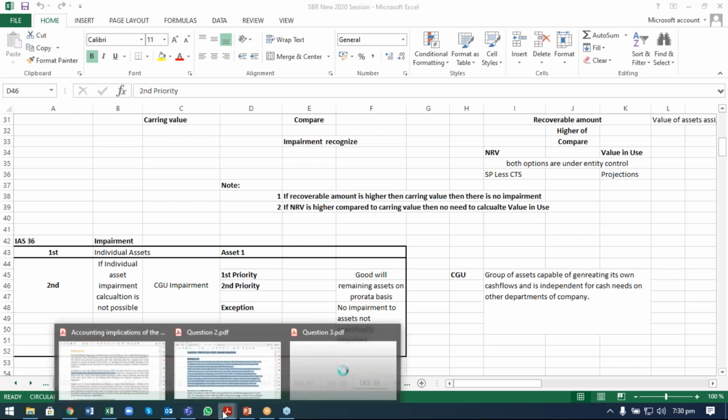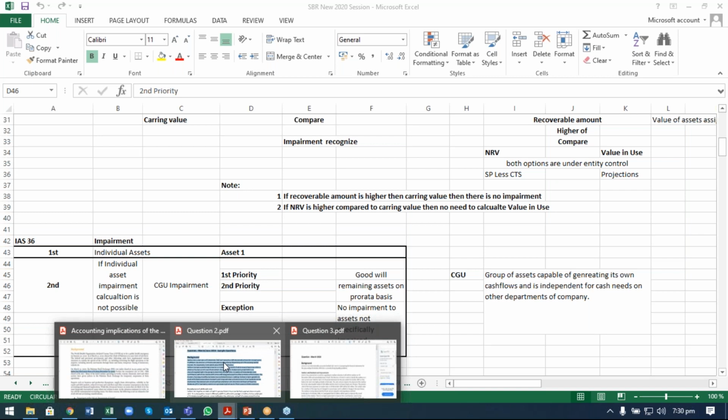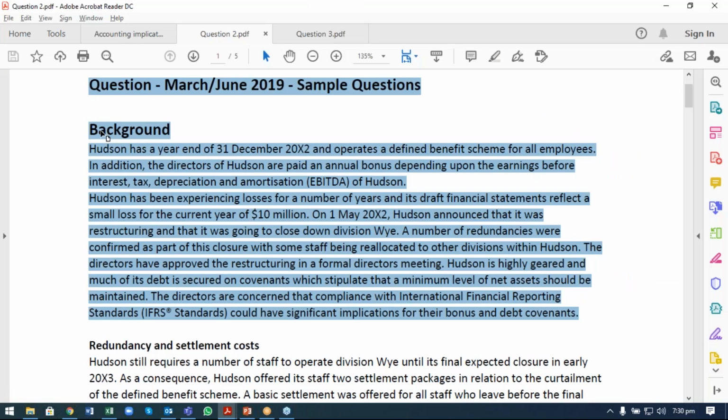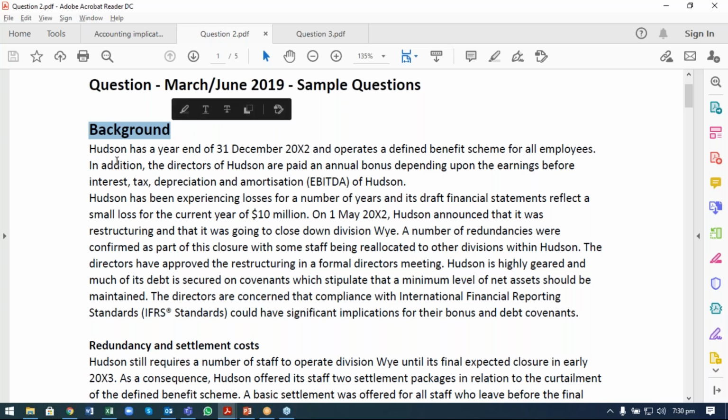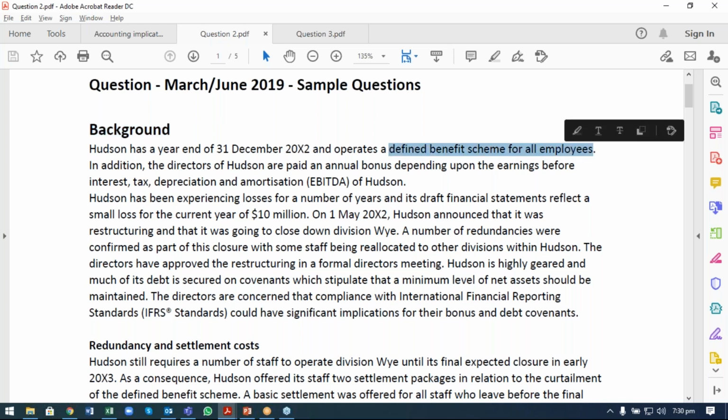So coming back to our question, because impairment was already included within these questions. I'm coming back to this question. Hudson had a year end of 31st December 2002 and operates a defined benefit scheme for all of its employees. So in this case, one thing that comes into your mind is that we have to apply IAS 19 Employee Benefits to this specific scenario. Once we read out the whole scenario, we'll look into how IAS 19 provides us the guidelines, and then we'll answer this specific question based on the guidelines.